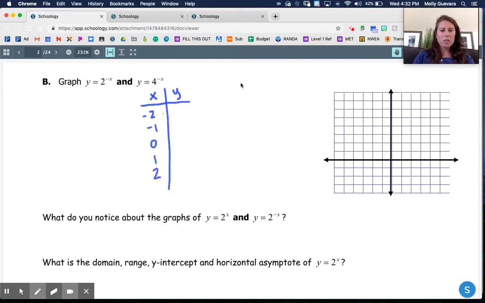Okay, so if I plug in negative 2, I have 2 to the negative 2, right? Because this negative is right. Oh, I'm looking at the wrong one, sorry. But the negative is right there, right? So this is really 2 to the positive 2, which is 4. Then I have 2 to the negative 1, which is really 2 to the 1, which is 2. And then 0, well, it's still 1. If I plug in 1, I have 2 to the negative positive 1, which is 2 to the negative 1, which is 1/2.